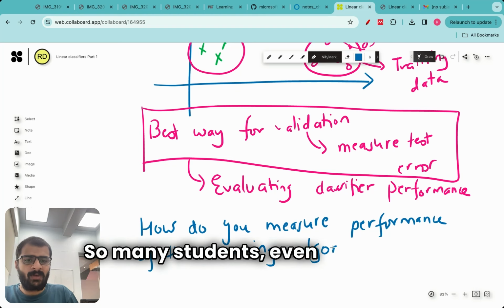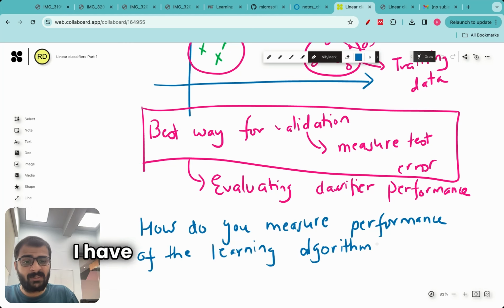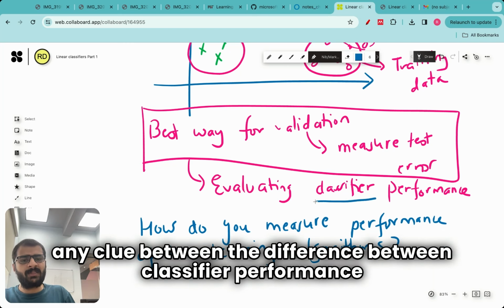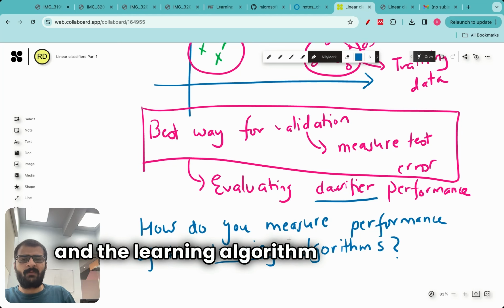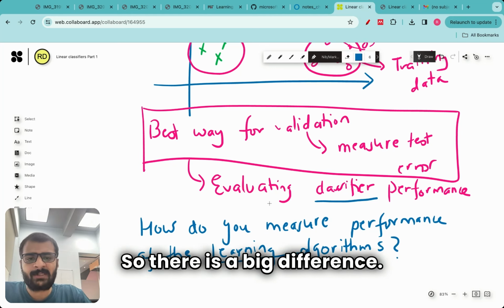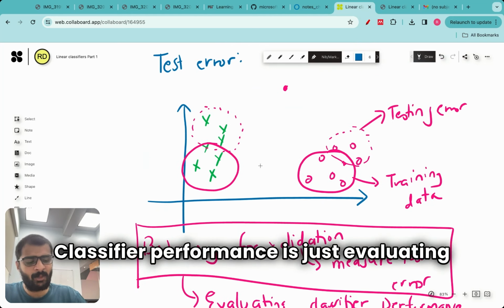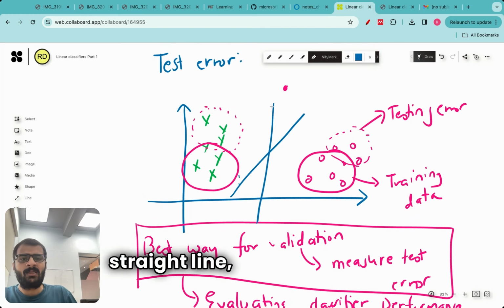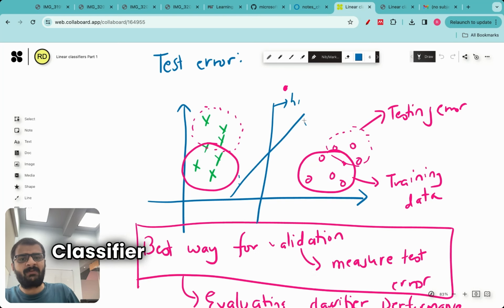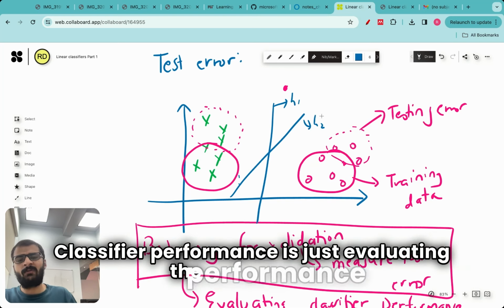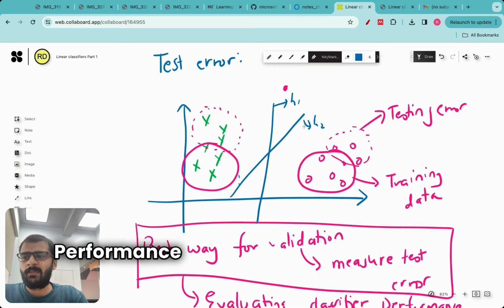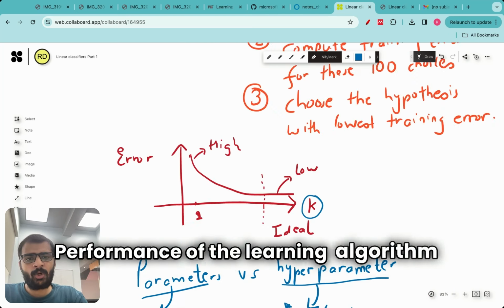So many students, even advanced machine learning practitioners, I have seen some students who don't have any clue about the difference between classifier performance and the learning algorithm performance itself. So there is a big difference. Classifier performance is just evaluating between two straight lines. I take one straight line and I take another straight line, H1 and H2. Classifier performance is just evaluating the performance of H1 on the test data and H2 on the test data. That's it.